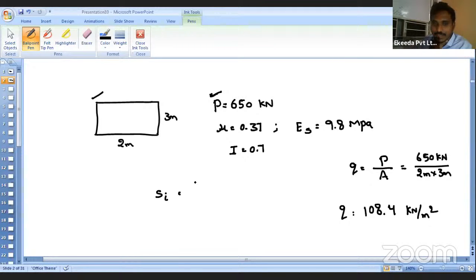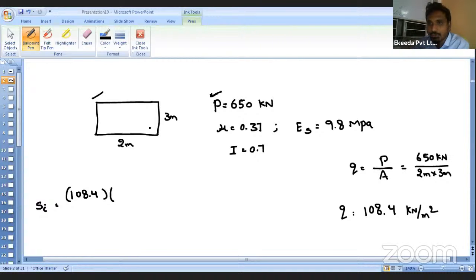So the immediate settlement, let me write it on the left side so that I can completely write, will be equal to 108.4 times whatever the width of the foundation. Out of these two, remember, always we have to take the smaller dimension. While reading the formula, you can say B is the width of the foundation, but in the examination hall, again you may get doubt whether I should take 2 meter or 3 meter.